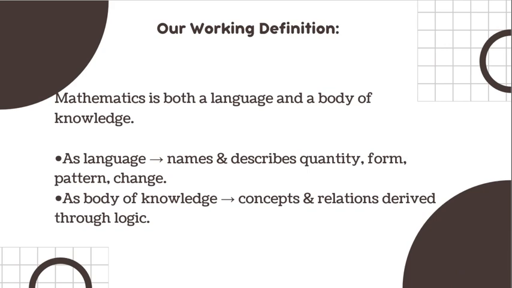So in our working definition, what is mathematics? So for our purposes, we define mathematics as both a language and a body of knowledge. As a language, it names and describes the quantity, form, patterns, and change, and how they relate to one another. As a body of knowledge, it is built from the concepts and relationships discovered and validated through logical reasoning.